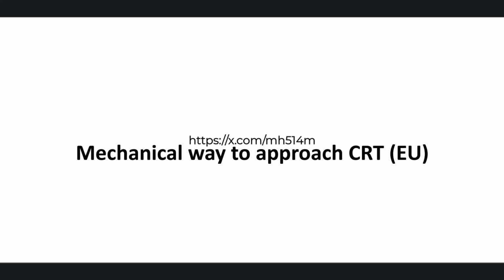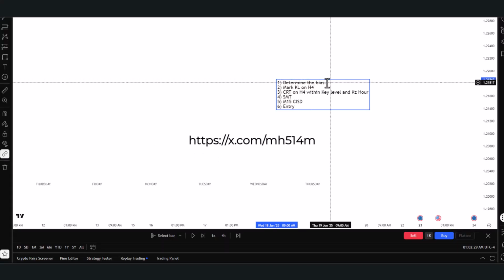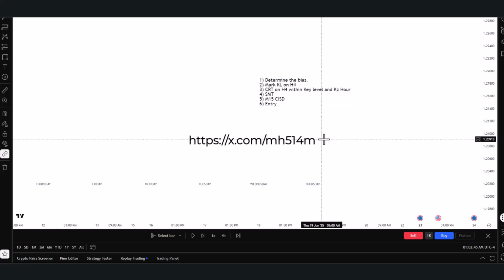To follow my model, you have to follow some steps. First step: determine the bias. You have to determine the higher time frame bias, where price wants to go. Once you have determined your higher time frame bias, then mark key levels on H4. There are various kinds of key levels such as order block, swing highs, swing lows, breakers, FVGs, IFVGs, but personally I am following only order block, FVG, swing high and swing low.